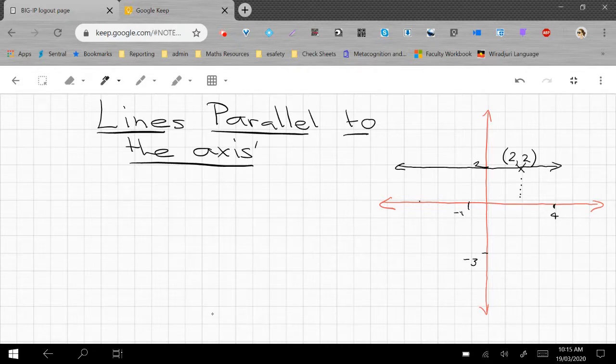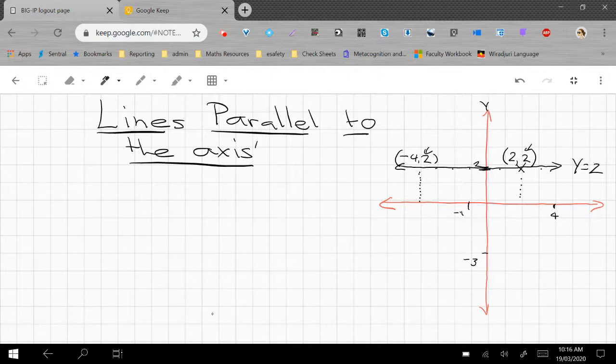This point down here is 1, 2, 3, 4, so (-4, 2). So you'll see that every point on this line here has a common y coordinate, and it passes through 2 on the y-axis. So we call this line here y equals 2. For every x point, y equals 2.